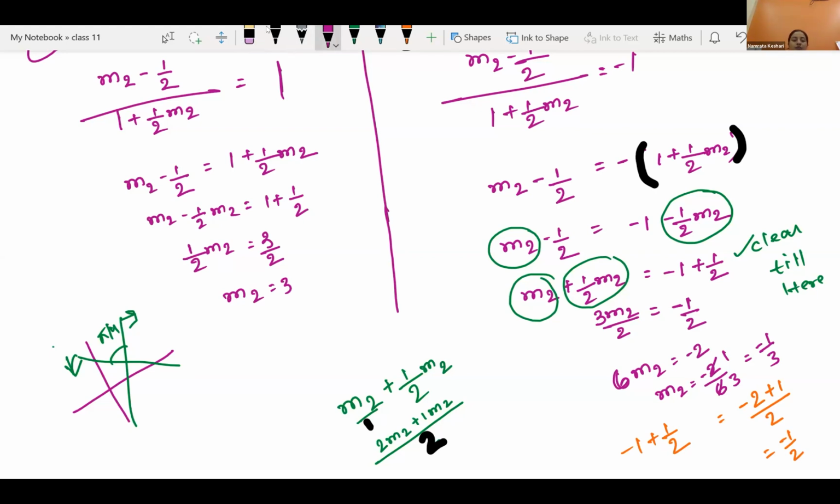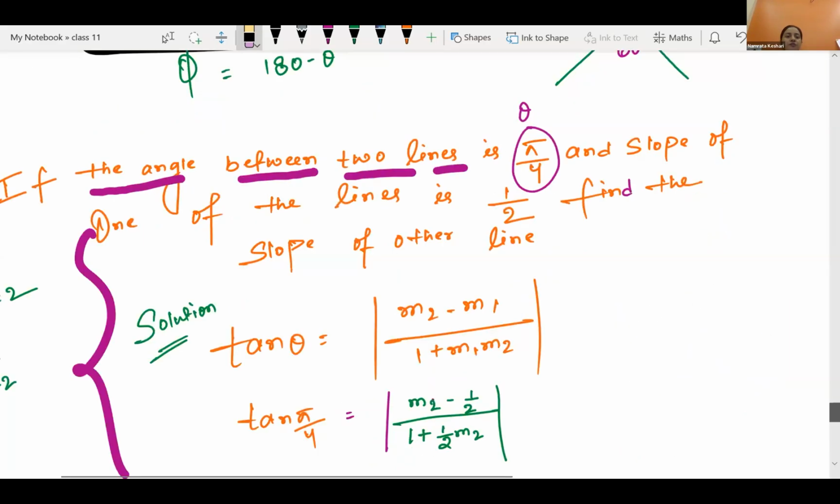Maybe we can have this one, or maybe we can have this way, and this one is pi by 4. Two different lines can exist. Is it making sense? Okay, so we will keep the answer as it is. We don't have to do anything. Our answers for the slopes are maybe 3, or maybe minus 1 by 3. Clear? Have you copied the whole solution, everyone?